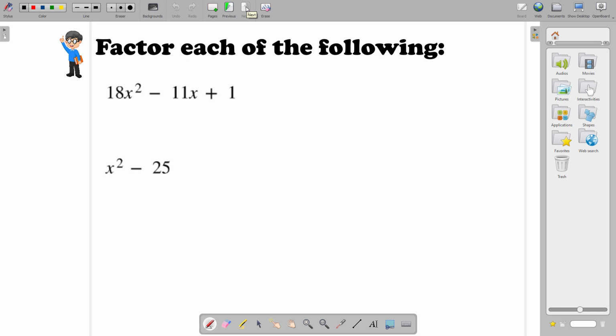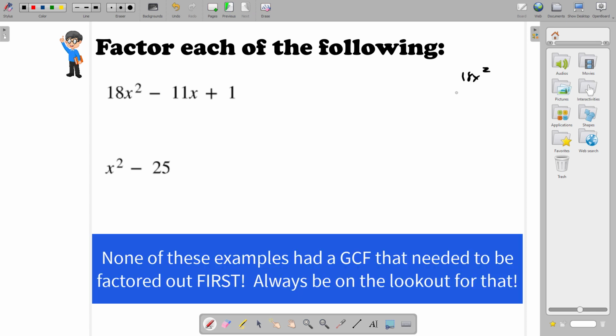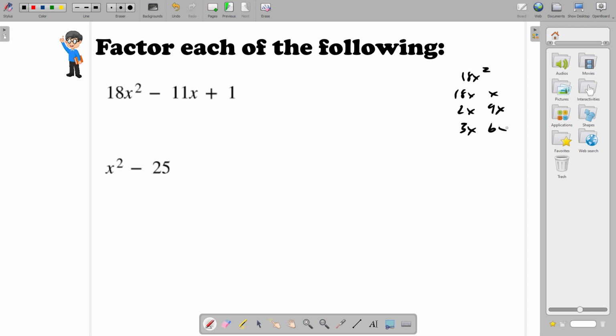All right, here our terms got a little bit more complex. We've got 18x squared, so that's of course 18x times x, 2x times 9x, and 3x times 6x. So I'm going to start with 3x and 6x. You just have to pick a set and start. My factors of 1, that's going to be easy. I'm going to have a 1 and a 1.